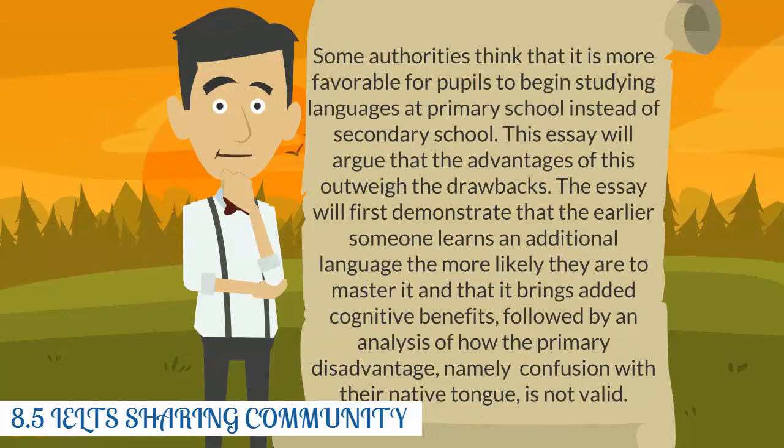That is to say that they will have far more years to perfect their skills, and it will seem perfectly normal to speak bilingually. For example, in countries such as Holland and Norway, where English is taught from a very young age, more than 95% of adults speak it at an advanced level.